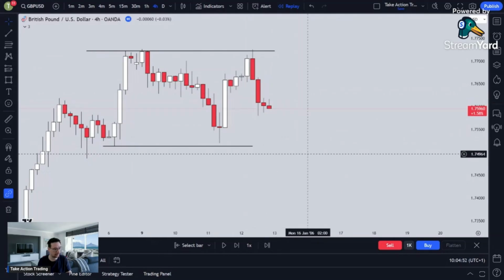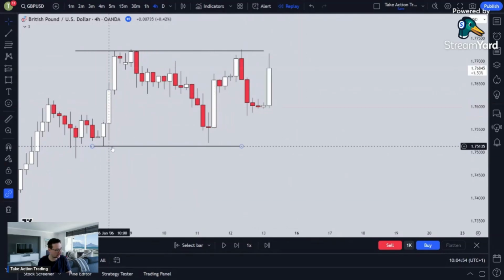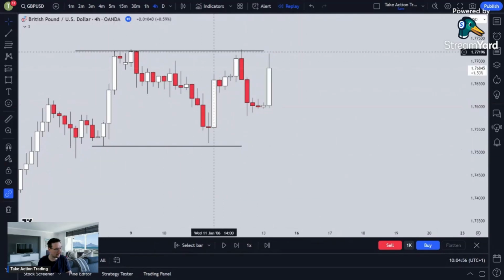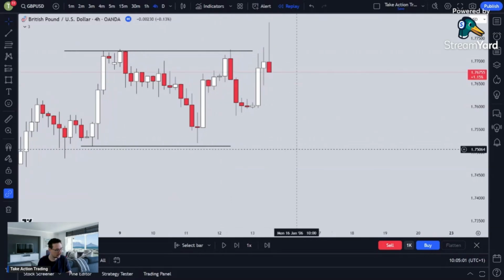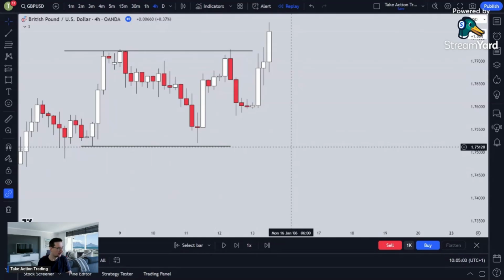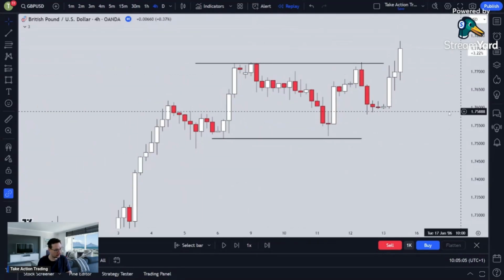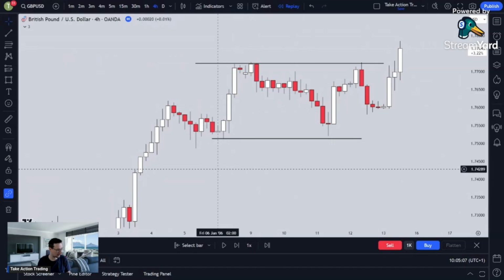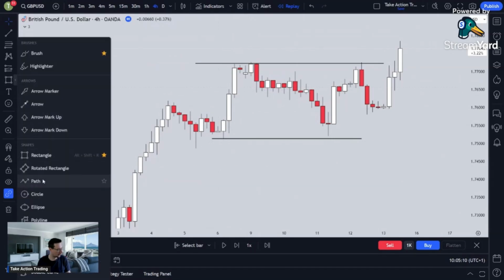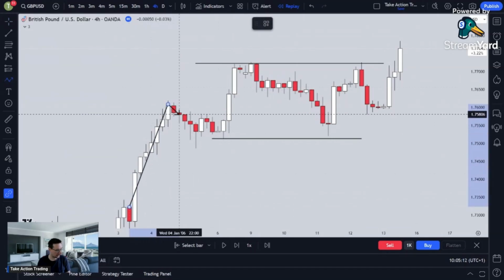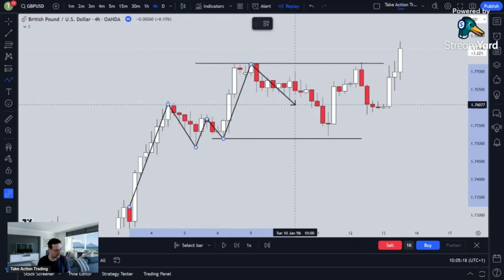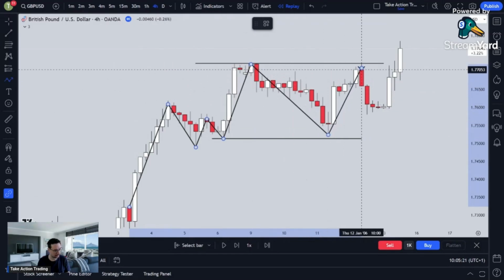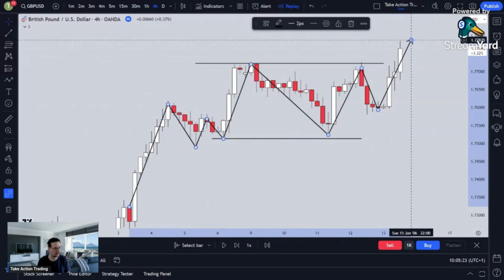Now, sure, we've got this range forming, but until we break and close under this low or above this high, I'm happy to sit on my hands. Not yet. So all the market did through this, and this is how I avoid getting chopped up, is the market pushed up, it came back, it oscillated around, and then it pushed higher. It came back, it oscillated around, and then it pushed higher again.